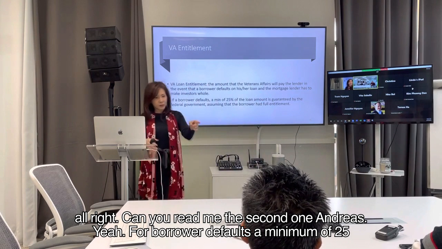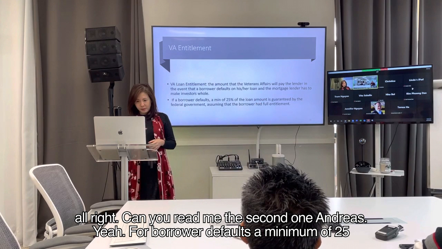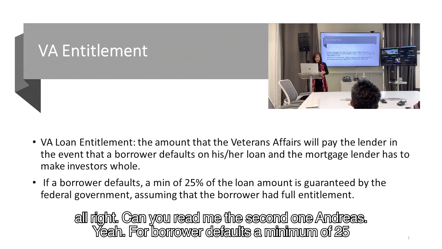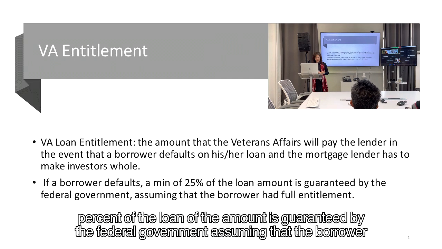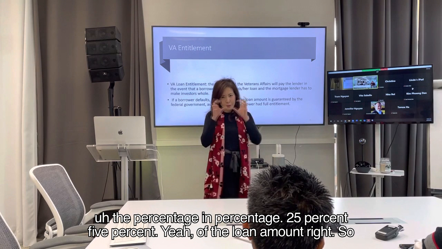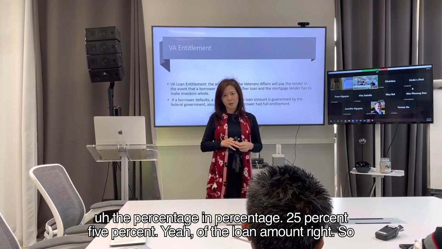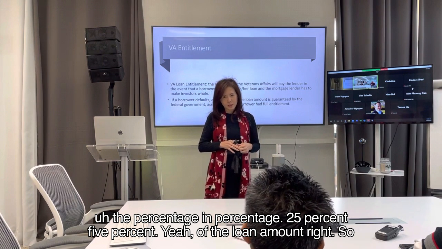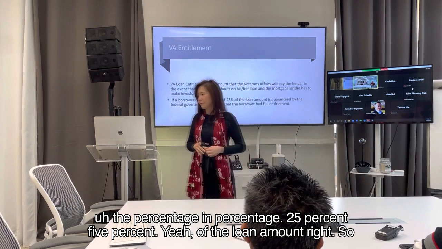All right. Can you read me the second one, Andres? If a borrower defaults, a minimum of 25% of the loan amount is guaranteed by the federal government, assuming that the borrower has full entitlement. That's when they have full entitlement. So, Alex, what is the full entitlement amount, in percentage? 25%. Yeah, of the loan amount, right?